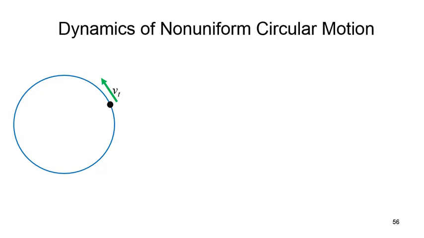So we've just shown how when you're in a vertical circle, your speed will not be constant. It will not be uniform circular motion. So let's look at that a little more formally. What happens when we have non-uniform circular motion?